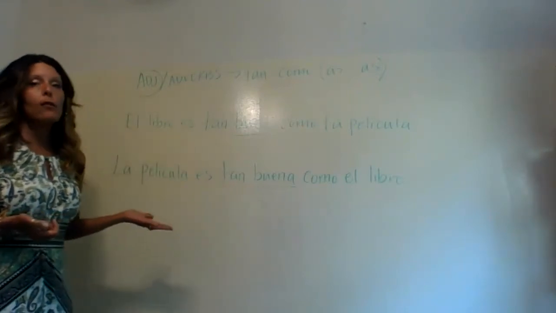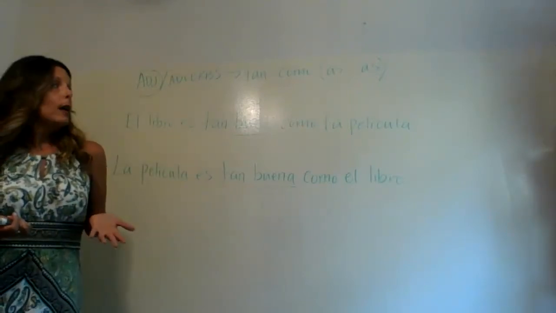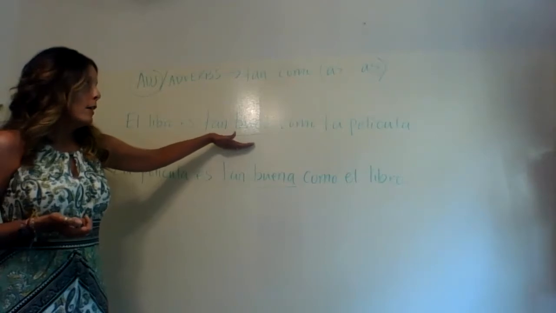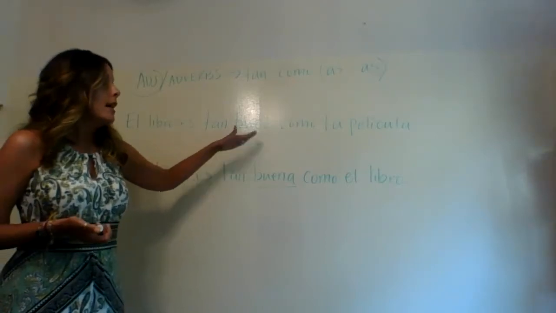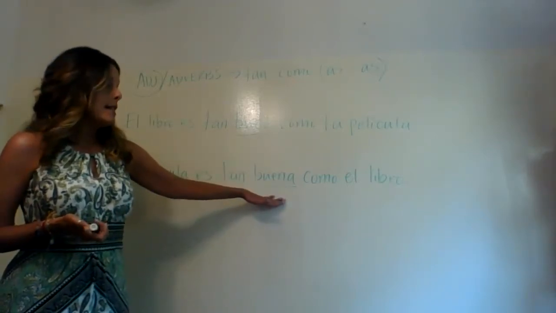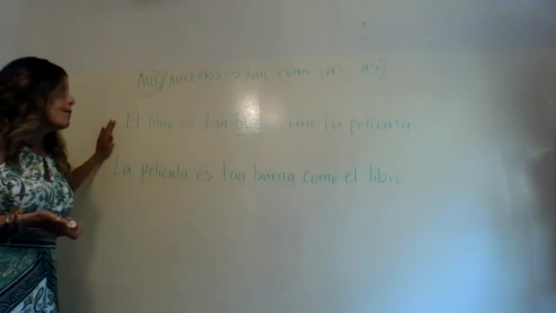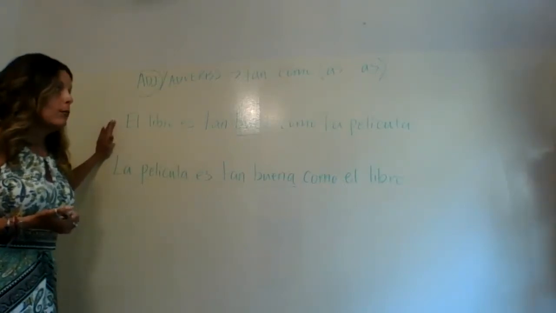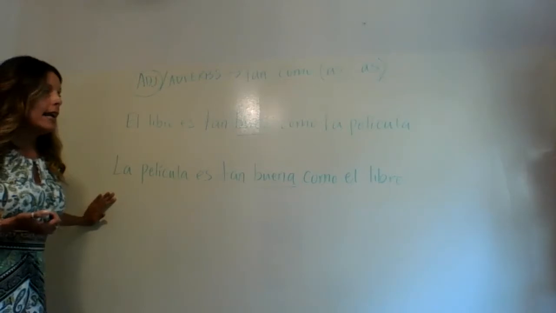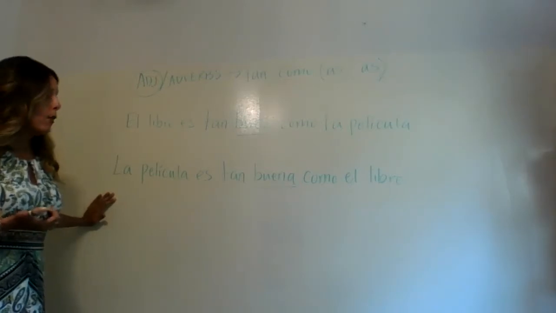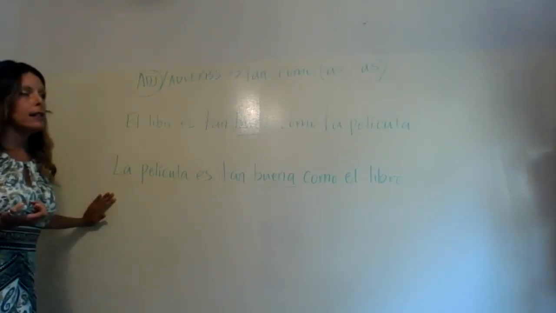Everything we're talking about is still singular, but this is our masculine singular adjective, and this is our feminine singular adjective. So, el libro es tan bueno como la película, the book is as good as the movie, and la película es tan buena como el libro, the movie is as good as the book.